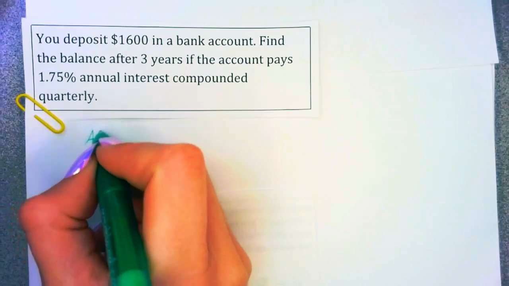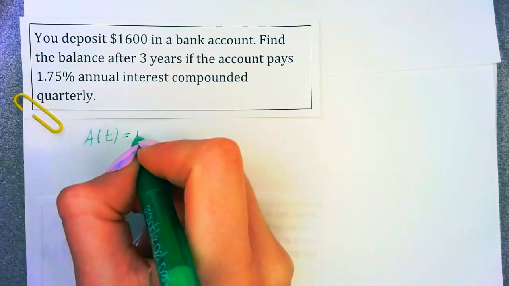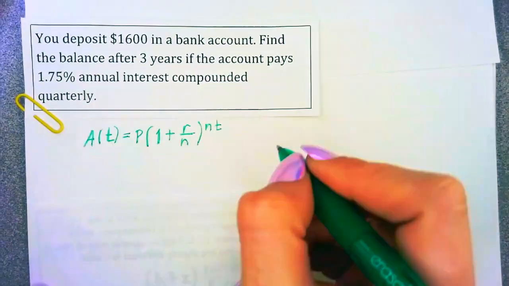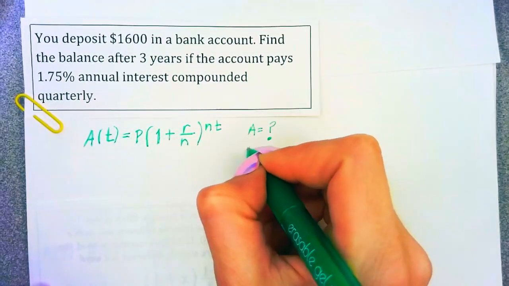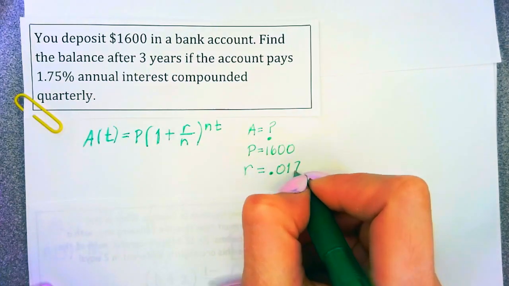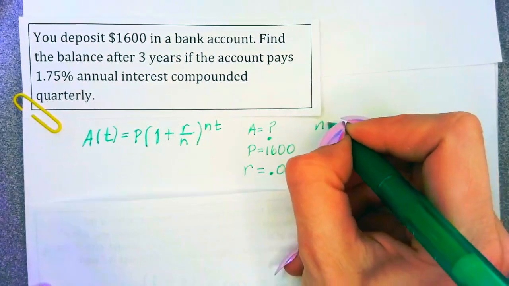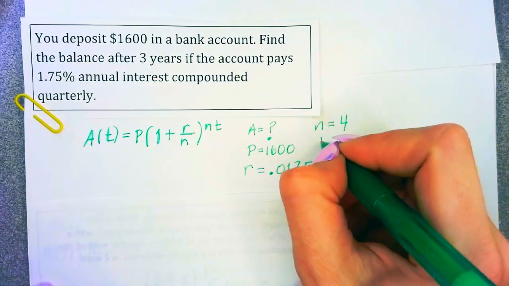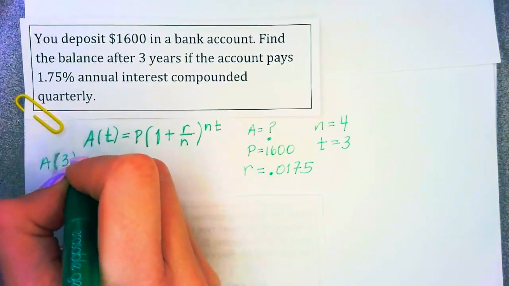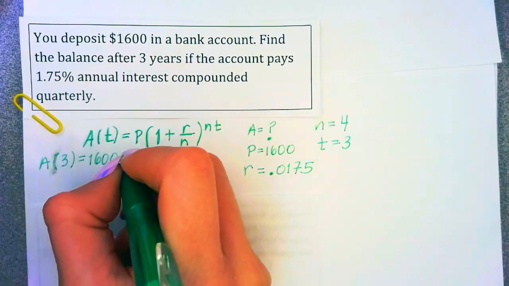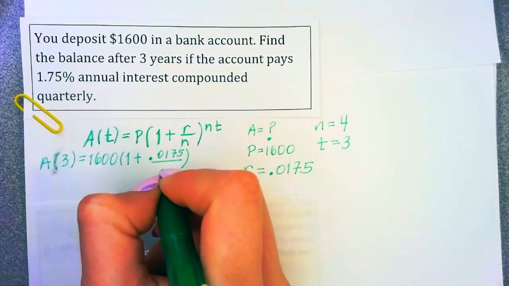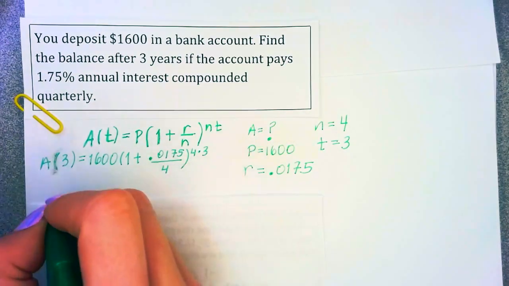For this problem, we're looking at a deposit of $1,600. The account has a 1.75% annual interest rate, and that is compounded quarterly. We want to know what will the balance be after 3 years. P equals 1,600. R is 0.0175 annual interest. Quarterly means 4 times per year, so N is equal to 4. T is the number of years, and in this problem, that would be 3 years. Amount after 3 years equals 1,600 times the quantity of 1 plus 0.0175 divided by 4 raised to the 4 times 3 power. So the exponent will be 12.